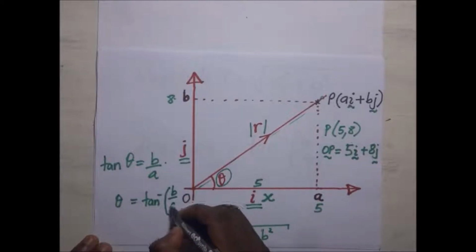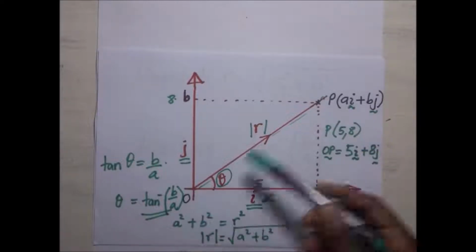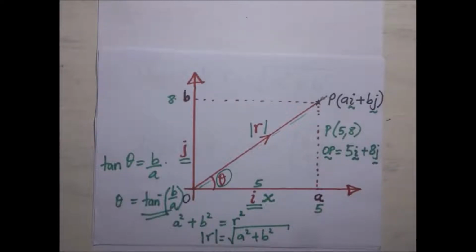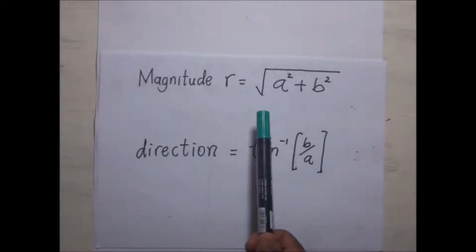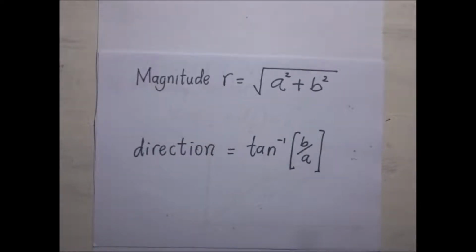of B over A. So when we are faced with a vector like this in ij notation, Ai plus Bj, if we want to find the magnitude, this is the general expression, and if we want to find the direction, it is that. And that is exactly how we state them: the magnitude is going to be this and the direction will be exactly like that. Now let's look at the velocity vector using the ij notation.